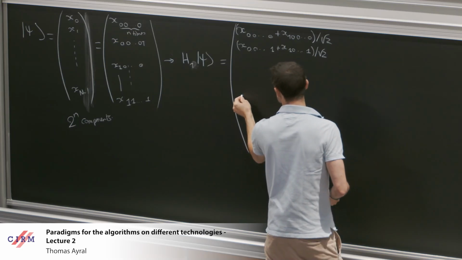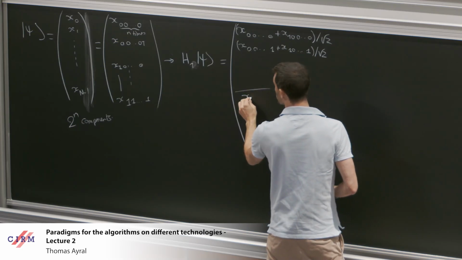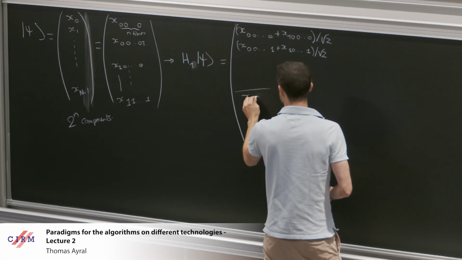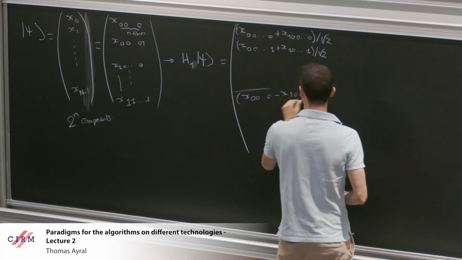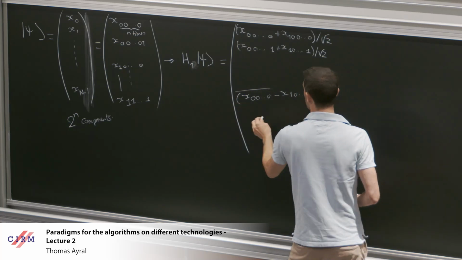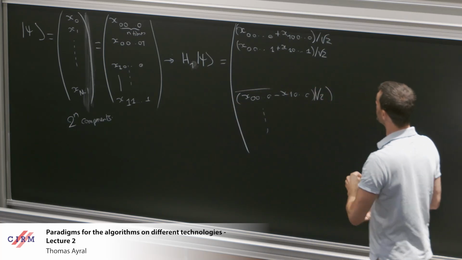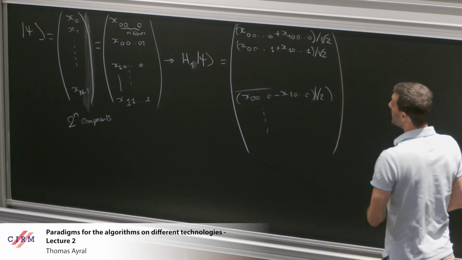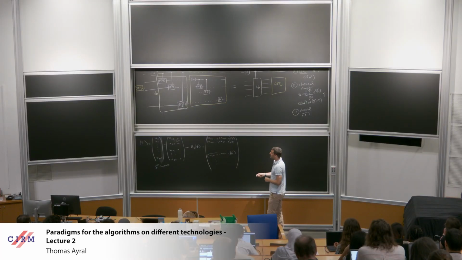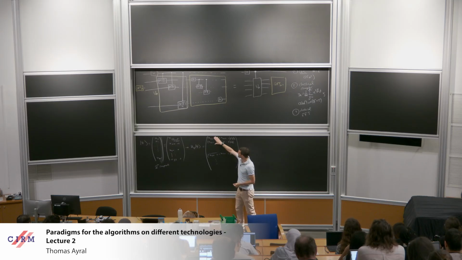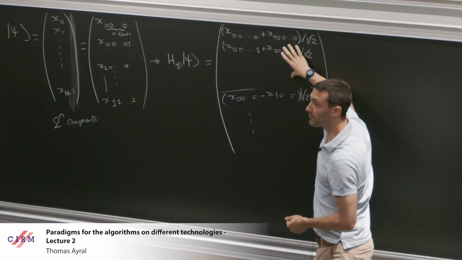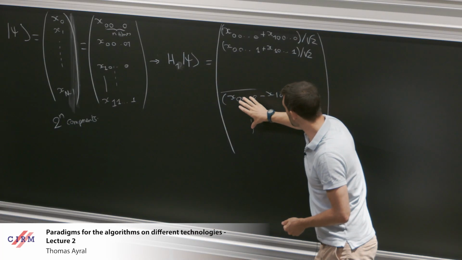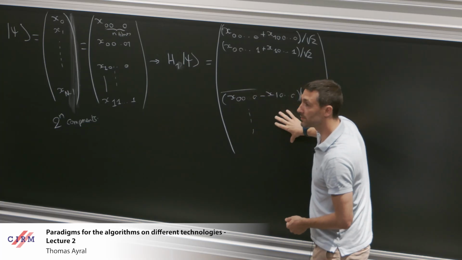And the second part, meaning all the bits starting with 1, you get x0, 0, 0 minus x1, 0, 0, 0 over square root 2, and so on and so forth. So you see what's happening when you do a Hadamard gate on your wave function. The wave function you obtain is obtained by summing the first half with the lower half, and here subtracting the first half with the lower half for this part.